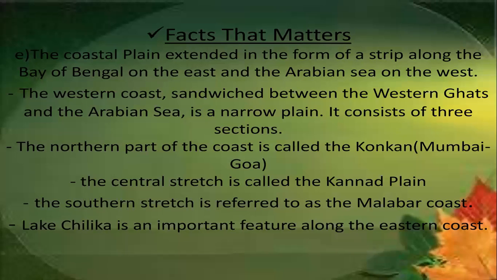So, the coastal plains extend in the form of a strip along the Bay of Bengal on the east and Arabian Sea on the west. Western coast is sandwiched between Western Ghats and Arabian Sea. It is a narrow plain, consists of three sections. The northern part of the coast is called Konkan. Central stretch is called Kannad plain. Southern stretch is called Malabar coast. Lake Chilka is an important feature on the eastern coast.